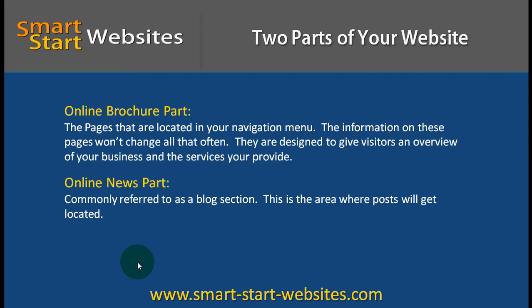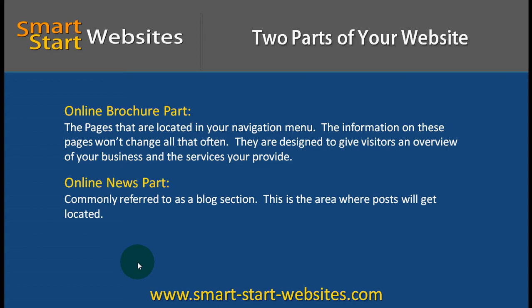One of them being kind of like an online brochure. That would be the pages of your website. These are the pages located in your navigation menu. The information on these pages is more or less static in the sense that it doesn't change very often. It's there to give visitors to your website an overview of the overall business, services, products, service locations, things like that.